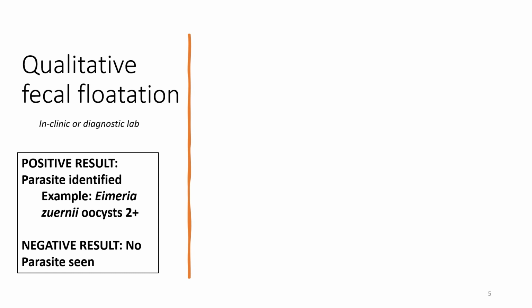And some potential results may look like this. If there is a positive result, we will semi-quantitatively tell you if we saw a few parasites on the slide, so that might be a 1+. Here in this example, we have Eimeria zuernii, which was seen in a bovine, and so that might be 2+, so maybe it was 10 oocysts on the entire slide, and that might be a 2+. So our positive results will look like this, and if there are no parasites seen, we will say no parasites seen.